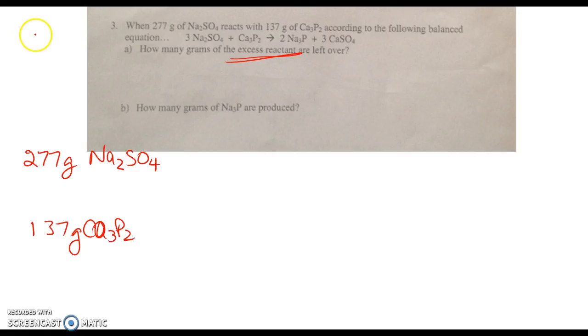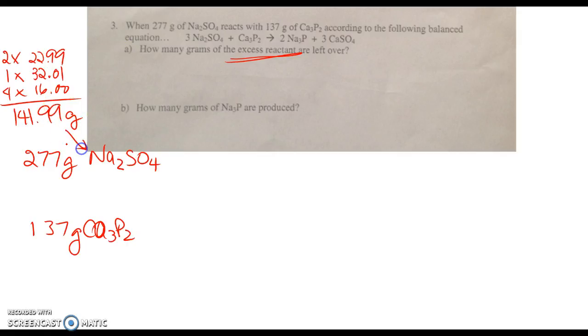So sodium, I have 2 of them times 22.99. 1 sulfur at 32.01 and 4 oxygens at 16. Okay? Always check that I'm putting this in my calculator right. Okay? I believe my molar mass is 141.99 grams for that. Now down here, I have a calcium.